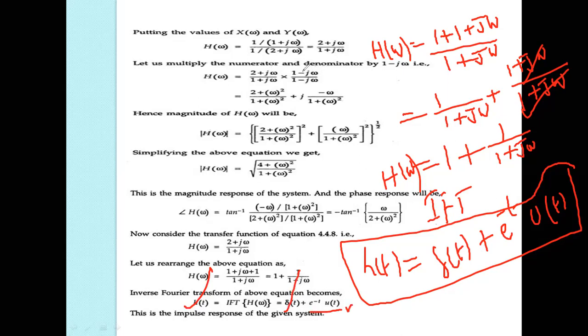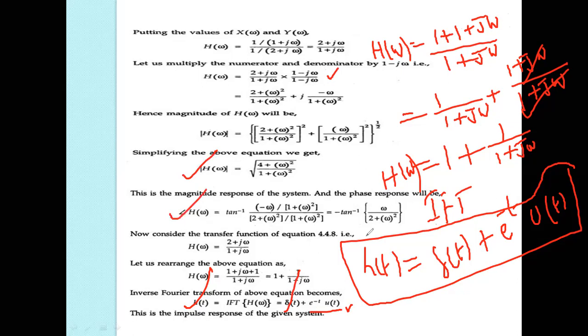So no need to do the rationalization and simplification of this. It's simple, we got it as 1 plus 1 by 1 plus j omega. Otherwise it is somewhat easy here, but otherwise you have to follow this rule only: rationalize and separate the real term and the imaginary term, then you can apply. Here the magnitude will come and the phase also.